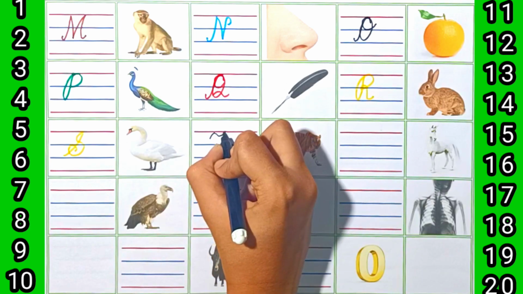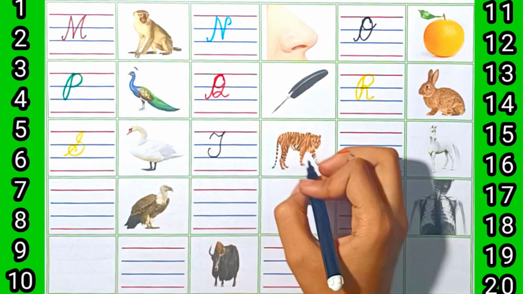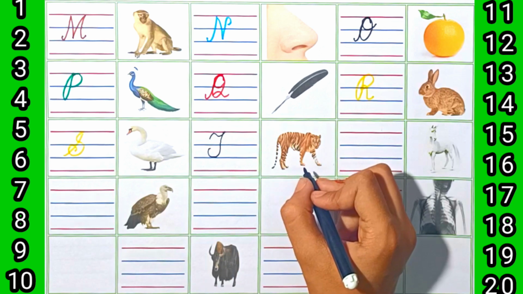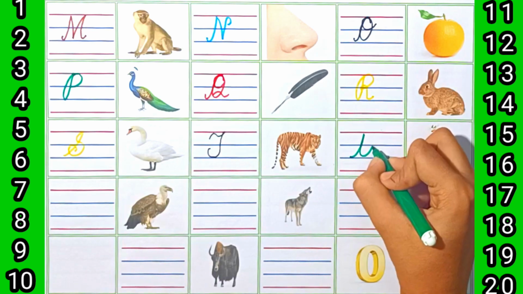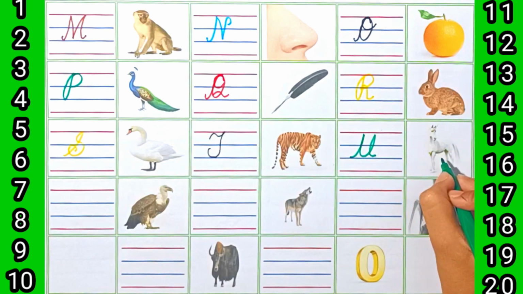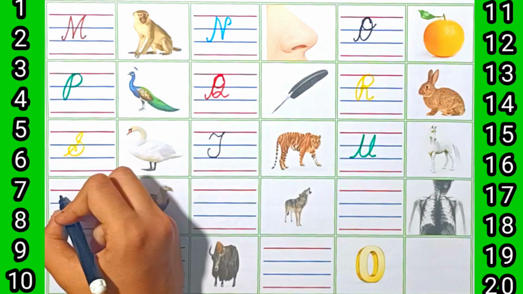T. T for tiger. T-I-G-E-R tiger. U. U for unicorn. U-N-I-C-O-R-N unicorn.